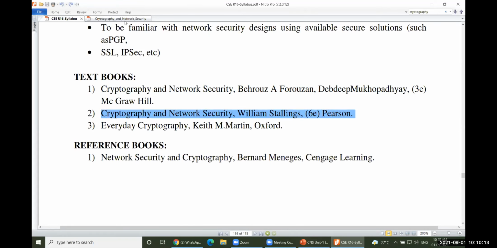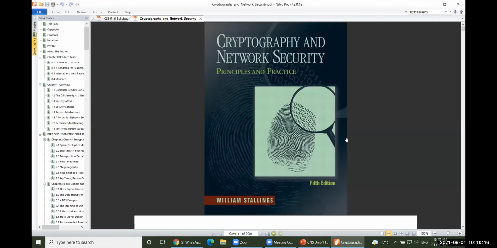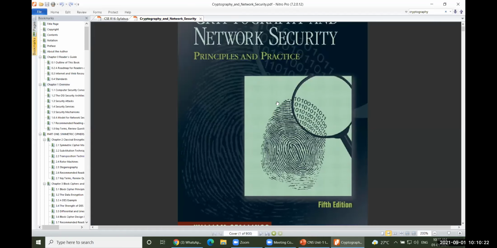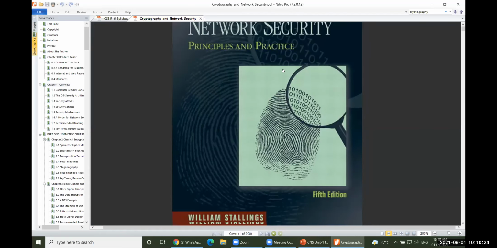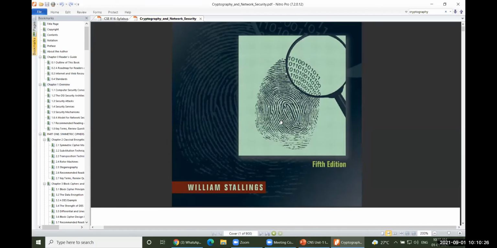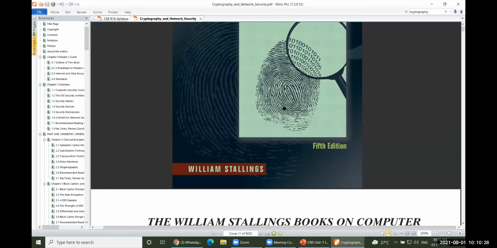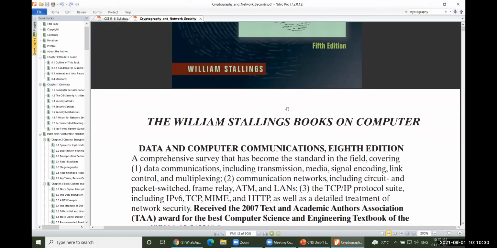I have already downloaded that. You can see the 5th edition is with me right now. Hope that you are able to see Cryptography and Network Security. It is freely available, so you can download this particular book from the internet without paying a single penny.